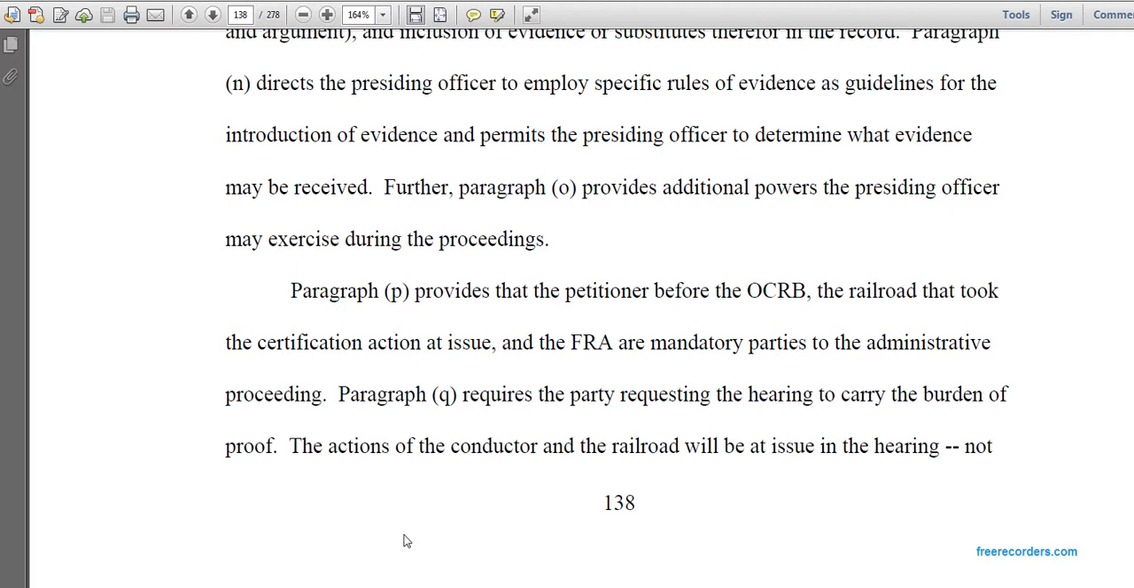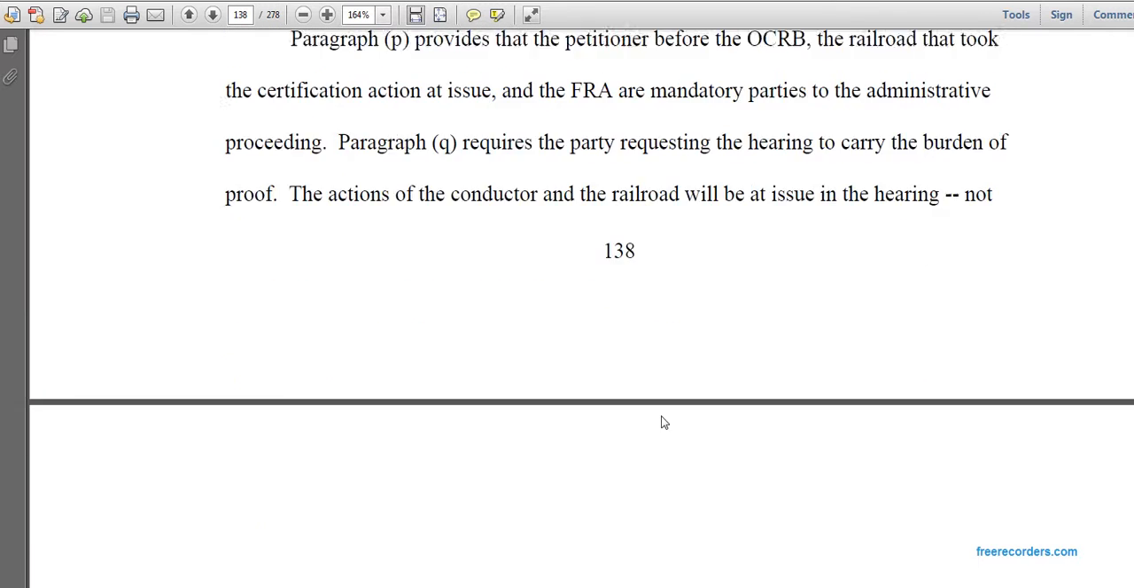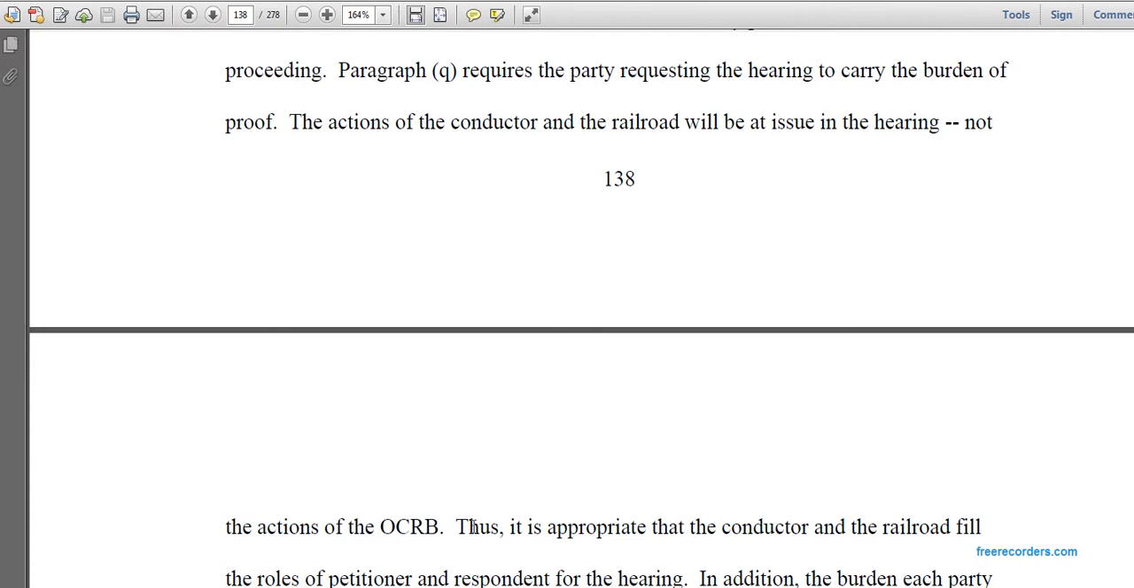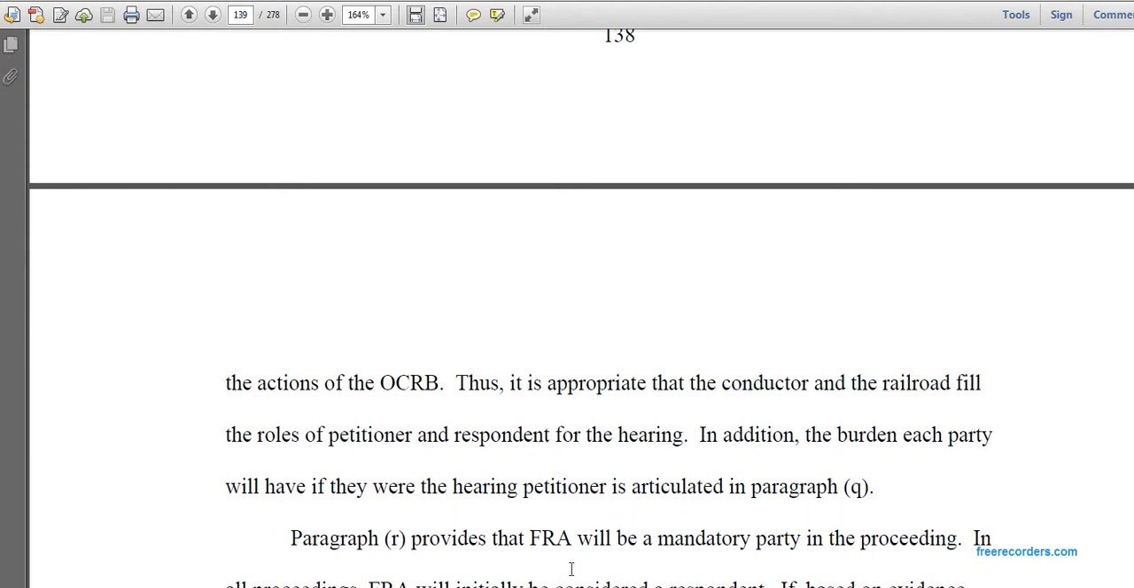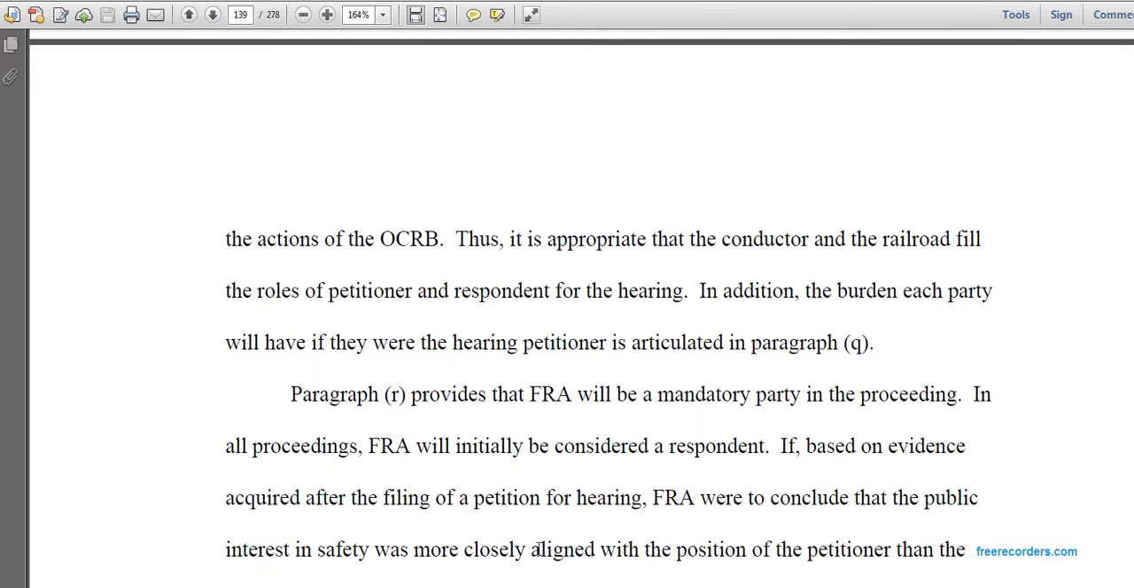Paragraph P provides that the petitioner before the Operating Crew Review Board, the railroad that took the certification action at issue, and the FRA are mandatory parties to the proceeding. Paragraph Q requires the party requesting the hearing to carry out the burden of proof. The actions of the conductor's railroad will be at issue in the hearing, not the actions of the Operating Crew Review Board. This is appropriate for the conductor's railroad filed. The rule is that the petitioner responding to the hearing, and in addition the burden to each of the parties, will have the hearing the petitioner has articulated. Paragraph Q.